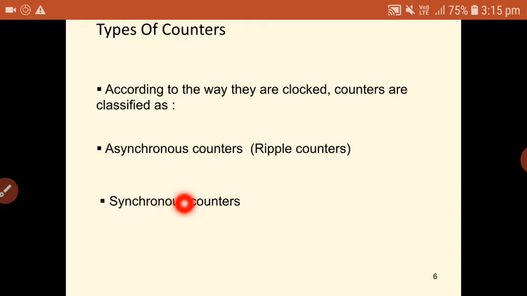Whereas in the case of synchronous counters, you are applying the clock input to all the flip-flops at a time. The same clock is applied to all the flip-flops at a time. That is the meaning of synchronous counters. In the case of asynchronous counters, clock input will be applied only to the first flip-flop, and the clock input for the rest of the flip-flops will be derived from the outputs of previous flip-flops. And in the case of synchronous counters, clock input is applied to all the flip-flops at a time. So these are the different types of counters based on how you are applying the clock input to the counter circuits.